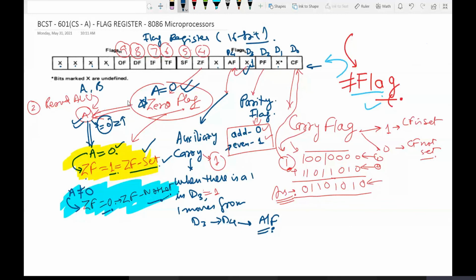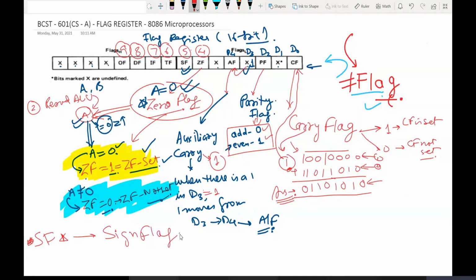Okay, clear now? So this was your zero flag. Now what we have is this SF. SF stands for sign flag. I'm writing it at the bottom.